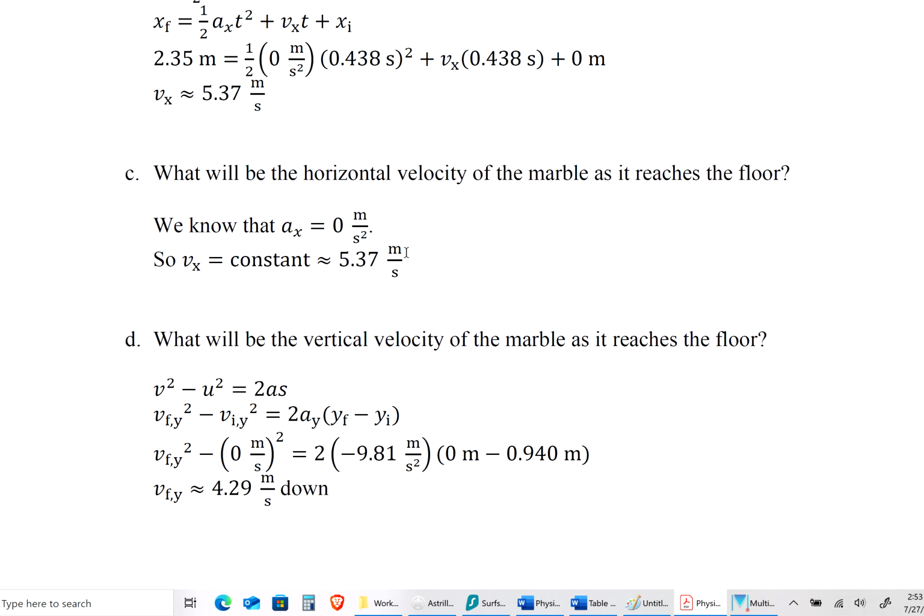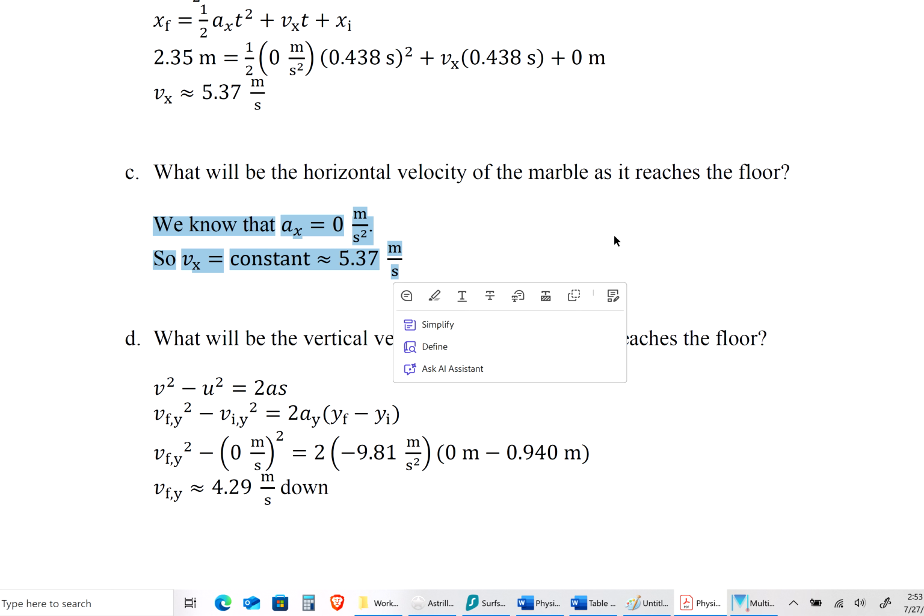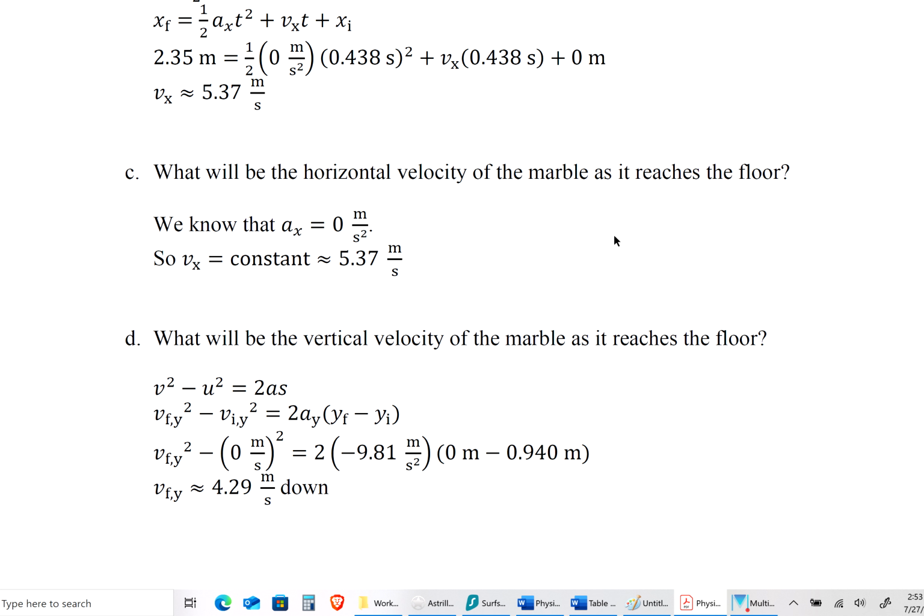Part C, what will be the horizontal velocity of the marble as it reaches the floor? We know A sub x is 0, so V sub x is a constant. The object always travels 5.37 meters per second every second in the horizontal direction.